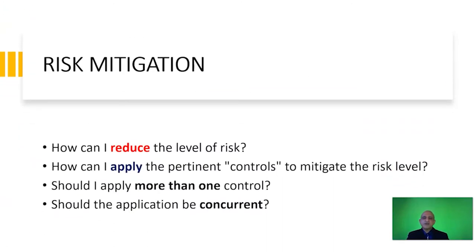Risk mitigation focuses on reducing the level of risk. This is where the term mitigation comes into play. You have to apply pertinent controls to mitigate the level of risk. And in some cases, you may have to apply more than one control, and this application may have to be concurrent.